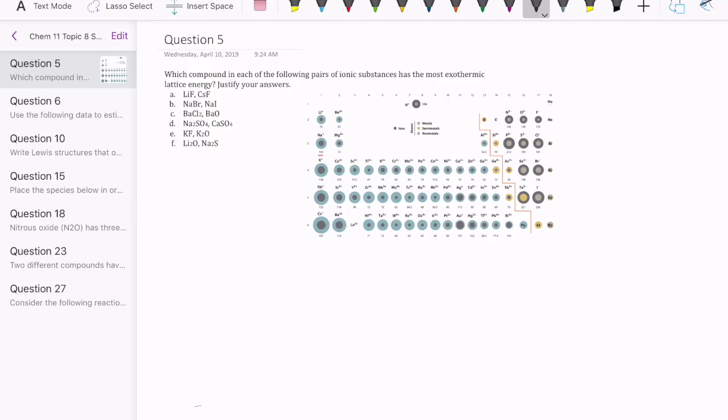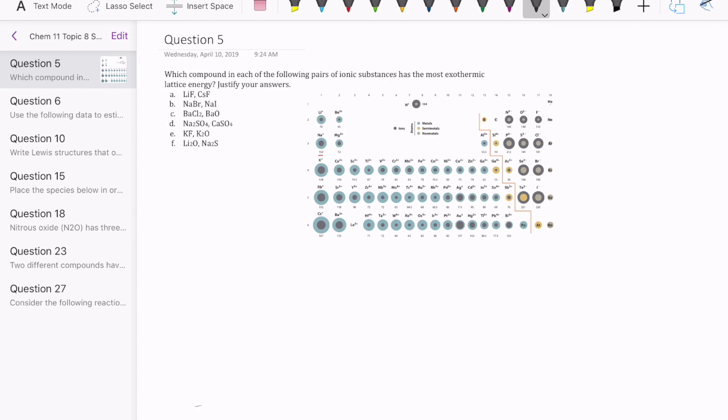Hi everyone, let's take a look at question 5 in topic 8 problem set. This is a question about comparing the strength of lattice energies in ionic compounds. So remember that the term lattice energy is used to denote the strength of ionic bonds.